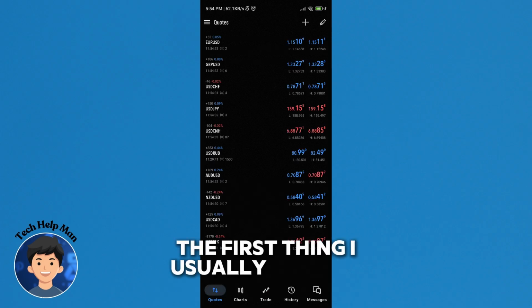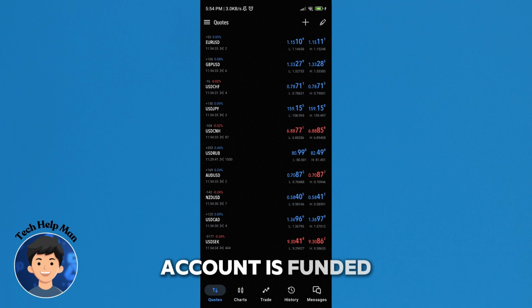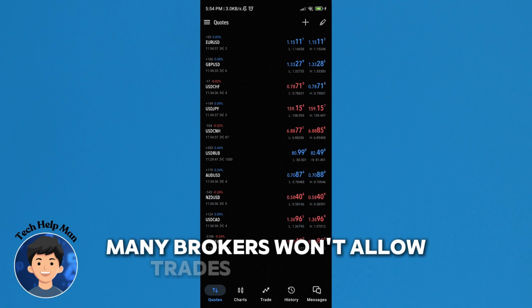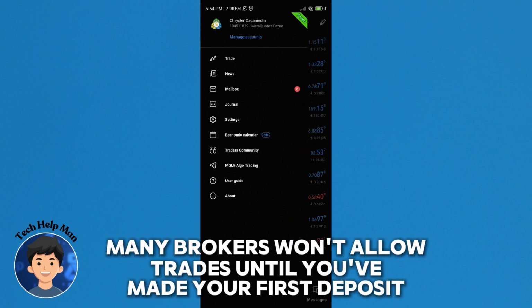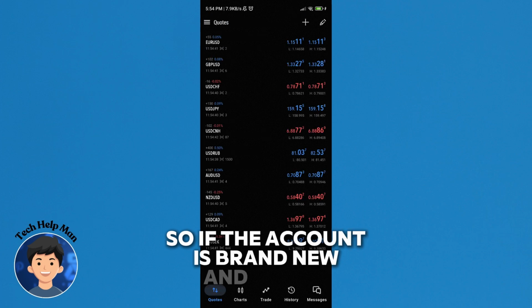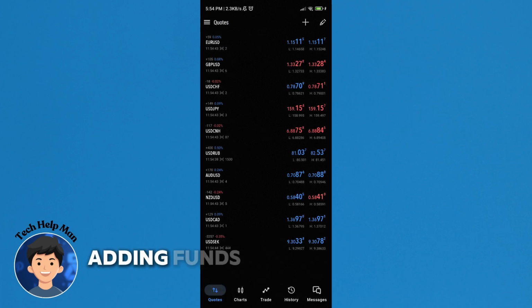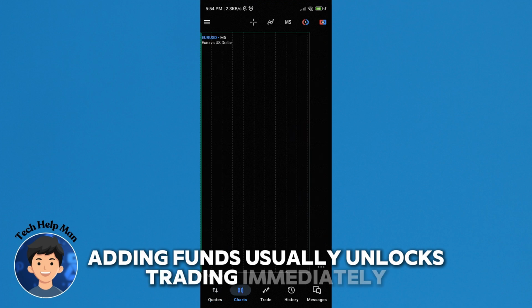The first thing I usually check is whether the trading account is funded. Many brokers won't allow trades until you've made your first deposit, so if the account is brand new and has no balance yet, adding funds usually unlocks trading immediately.